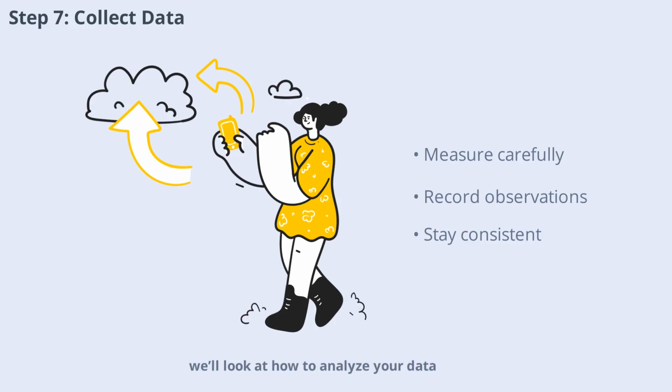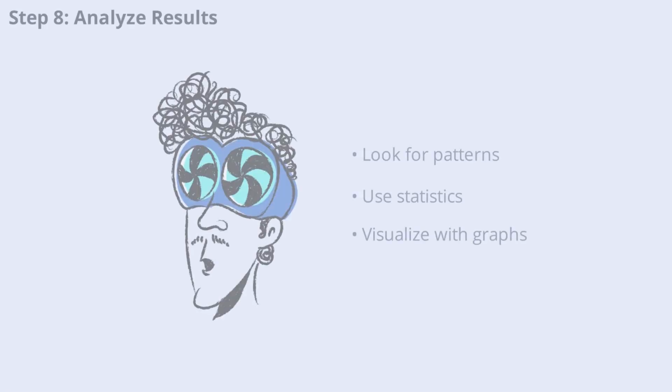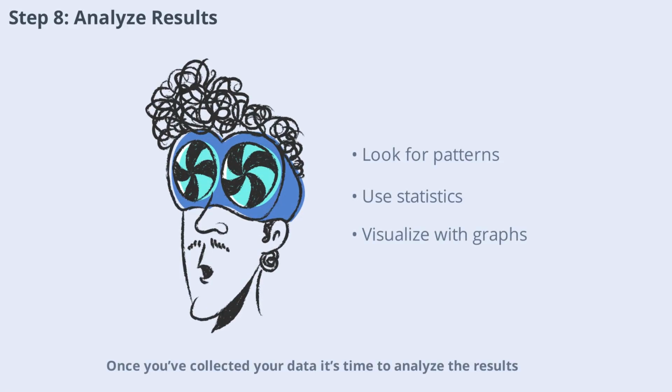Next, we'll look at how to analyze your data. Once you've collected your data, it's time to analyze the results. Look for patterns, differences, or trends between your experimental and control groups. Statistical tools can help you determine if your findings are significant or just due to chance. For example, you might calculate averages or use graphs to visualize the data. Careful analysis helps you draw meaningful conclusions from your experiment.